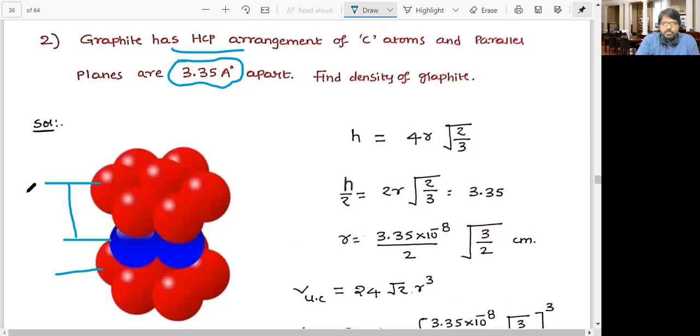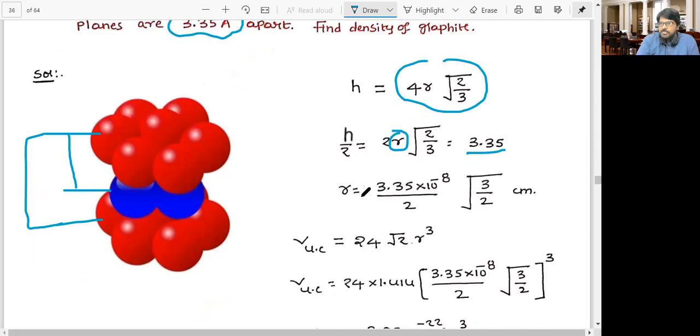But we know this value, H, but he gave H by 2. So H, height of the hexagonal unit cell, is 4R root 2 by root 3. But he gave not the H value, H by 2, the distance between two parallel planes. So H by 2, obviously that will be the half of this, and that value is equal to 3.35. From that you calculate radius. You'll be getting radius like this.